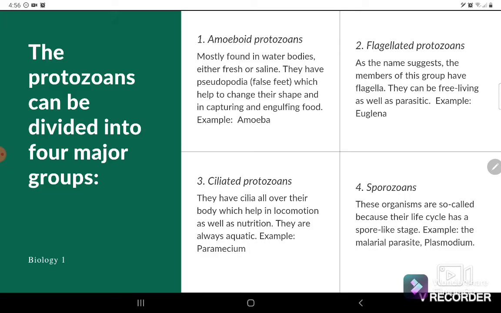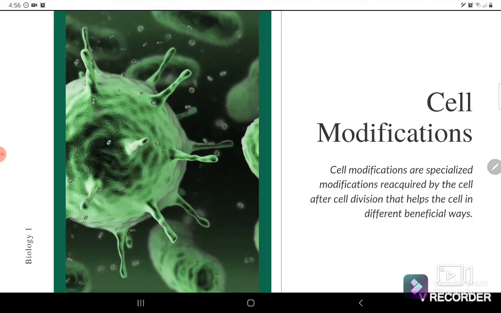Okay, next let's proceed with the cell modifications. Cell modifications are specialized modifications reacquired by the cell after cell division that help the cell in different beneficial ways. They do modifications in order to adapt to the new environment, to thrive and survive in that environment. Those are the modifications made by cells for their survival.